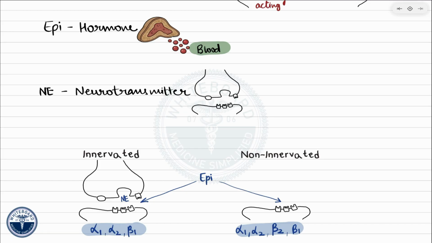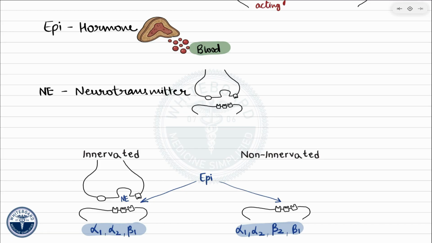So, in simple terms, norepinephrine mainly acts on alpha-1, alpha-2 and beta-1 receptors because it is released locally from sympathetic nerve terminals, whereas epinephrine can act on alpha-1, alpha-2, beta-1 and beta-2 receptors because it is delivered through the bloodstream and can reach receptors throughout the body.